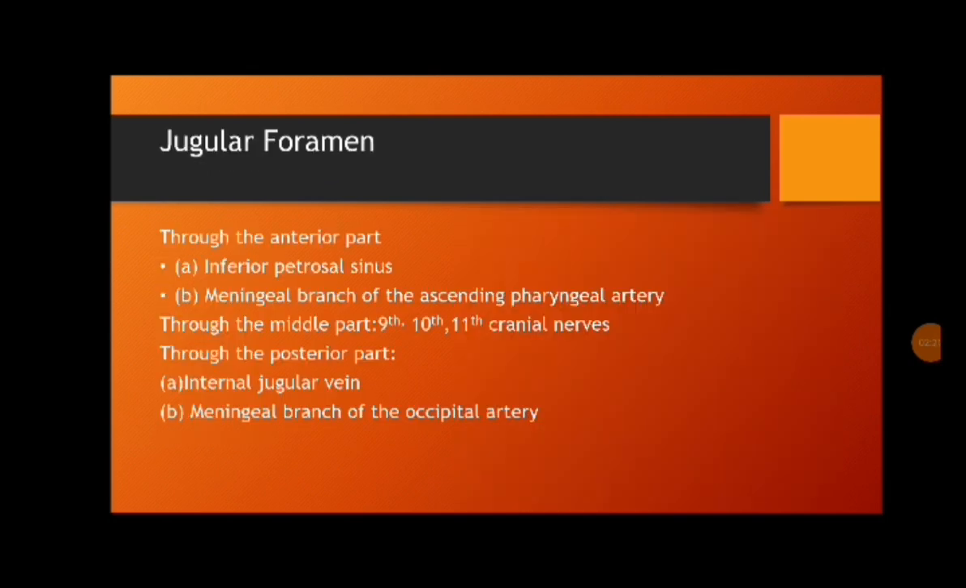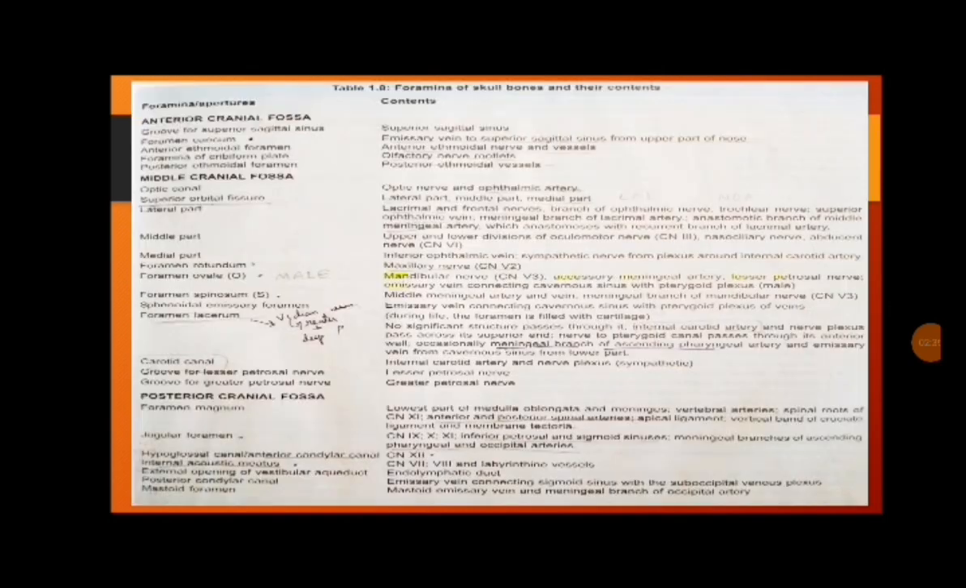Then jugular foramen. Through the anterior part, inferior petrosal sinus, meningeal branch of the ascending pharyngeal artery. Through the middle part, 9th, 10th and 11th cranial nerves. Through the posterior part, internal jugular vein, meningeal branch of the occipital artery. So we can just go through all the foramens and the structures passing through them.